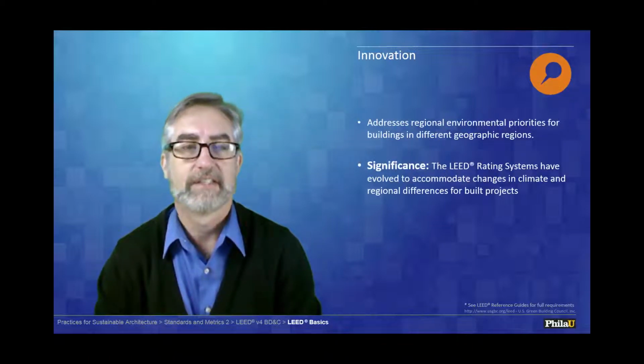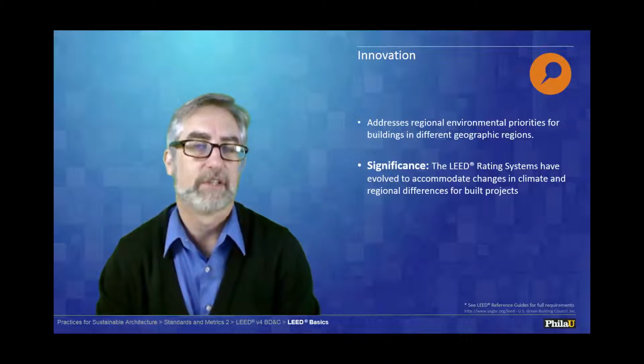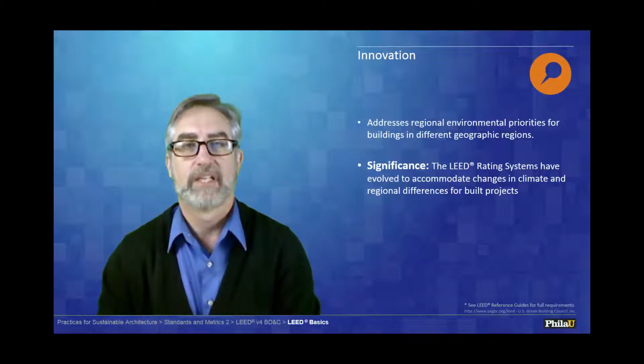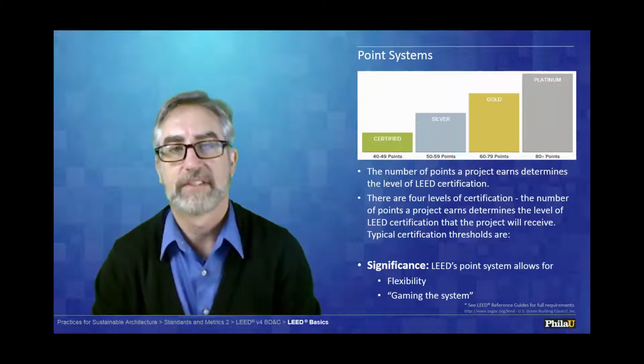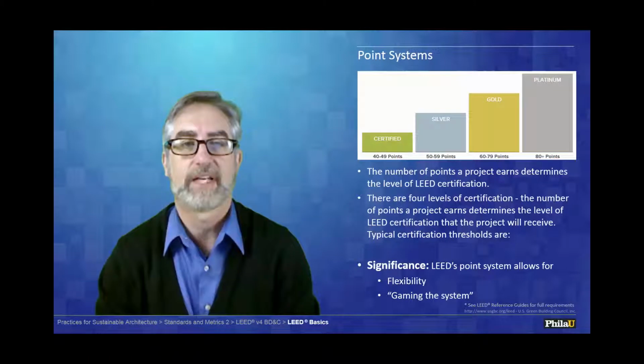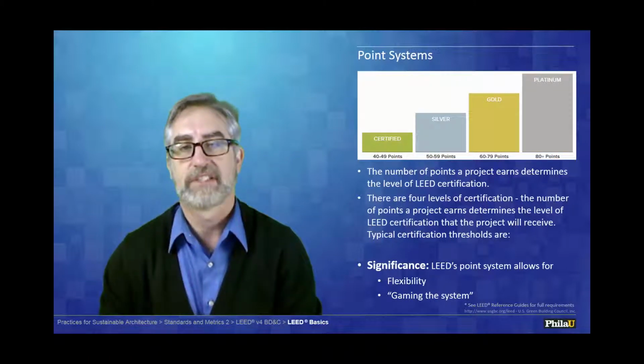The significance here is that we have the regional points, which has to do with LEED beginning to acknowledge the differences in climate. Now, there's our point system here. So what we have is the number of points can determine the certification, 4 levels of certification.